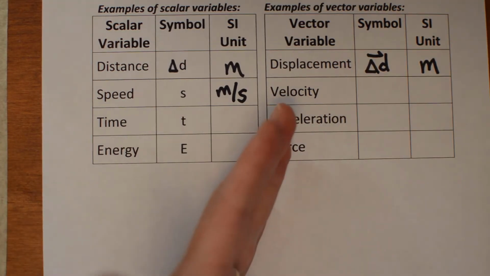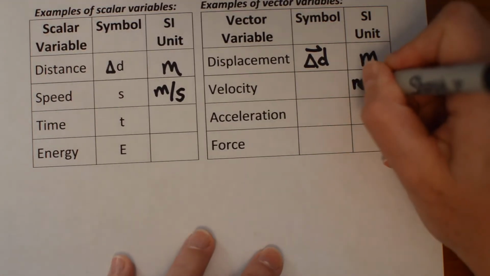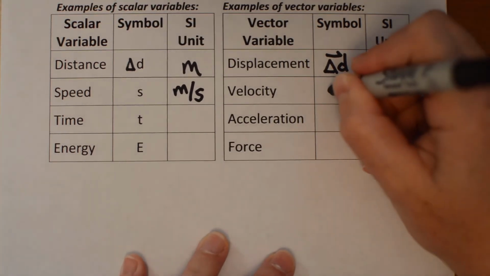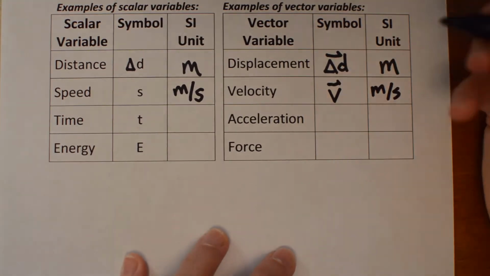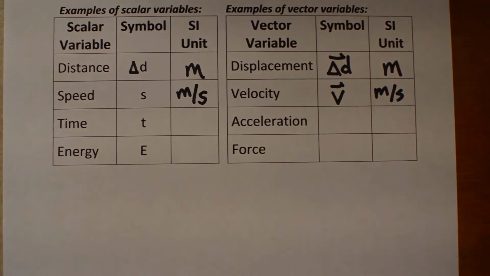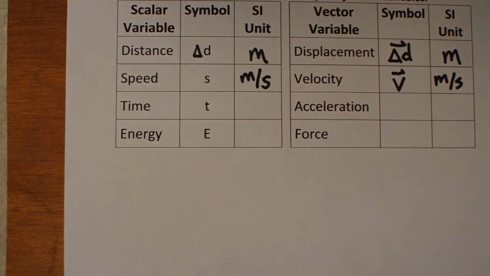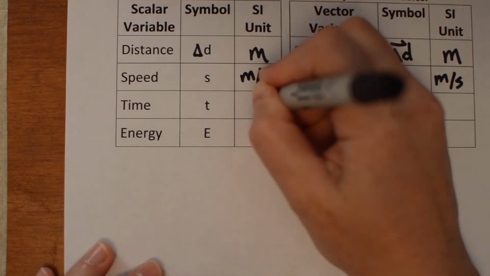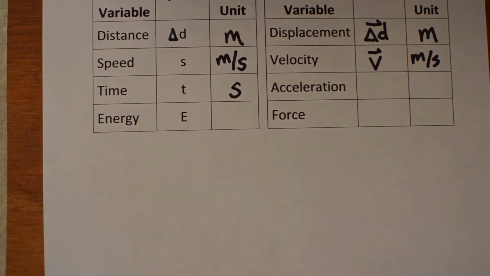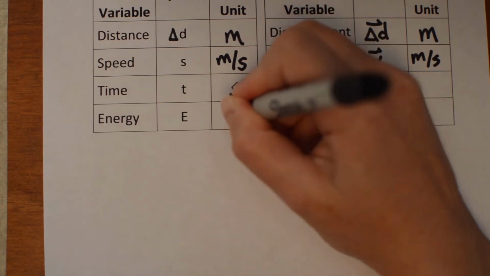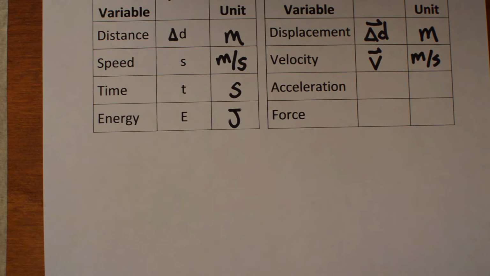Velocity is a speed with a direction. So its units are still meters per second. The symbol for velocity is v, and we put the little arrow on top to say, hey, this guy's a vector. All right, some more scalars. Time is a scalar, right? Time doesn't have a direction to it. You don't say 5 seconds north, it's just 5 seconds. Its unit is seconds. Energy, also just a scalar, just a number. You don't have 10 joules forward, you just have 10 joules of energy. So energy has a SI unit of joules, symbol is just capital E.